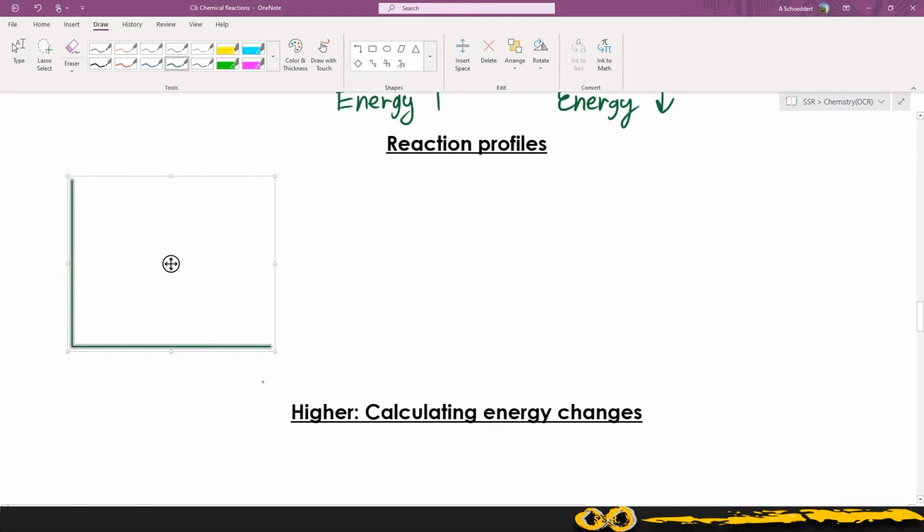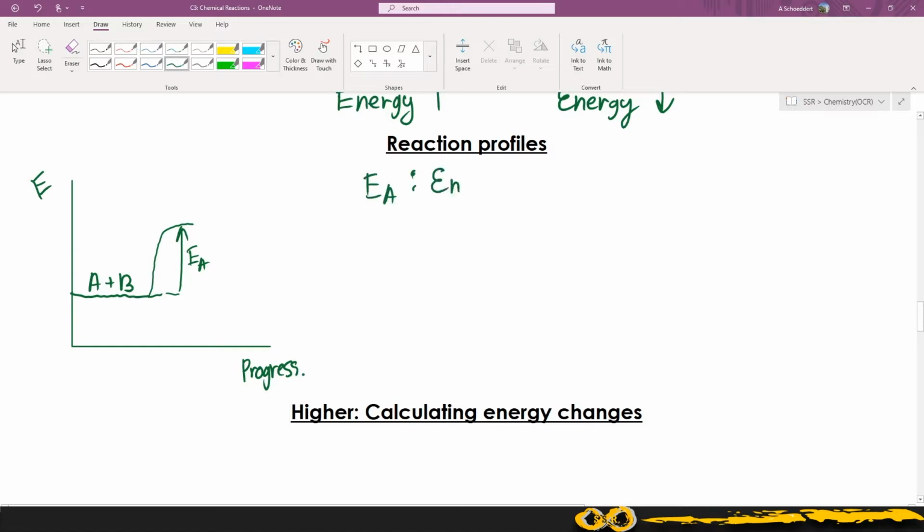The reaction profile will show the progress of the reaction and the energy that is present in that reaction. You'll begin by placing the reactants at their appropriate energy level on the graph. From there, the graph will increase to what is known as the activation energy. The activation energy is the energy that's needed for the reaction to happen.